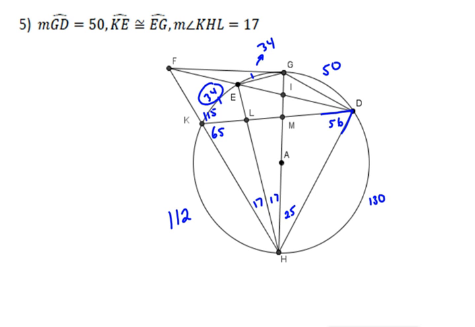For instance, we can find out what KFE is because we know that this arc is 34 and this arc is 130, so we subtract those to get 96, divide by 2, gives us this angle to be 48. We can find this angle because it's going to be 50 minus 34, which is 16, divided by 2, which would be 8.